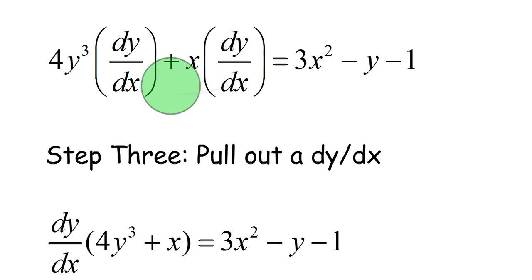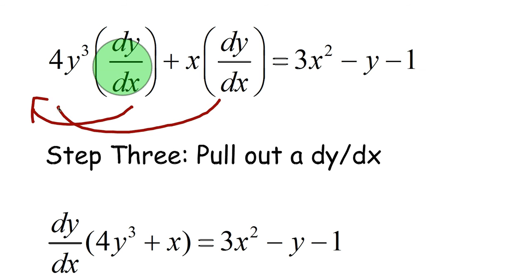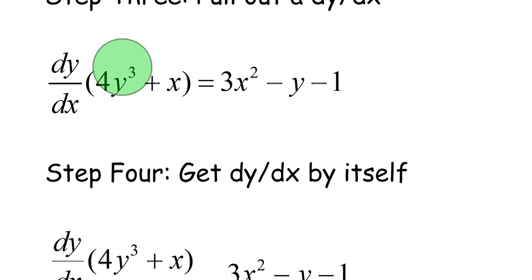So when you pull out these GCF, let's just show some arrows here. Both of these, you'll only be left with what you didn't pull out. So the 4y cubed plus x. That's all that's going on there. Now you can see why we do that. Leads us to step 4 to get dy dx by itself.